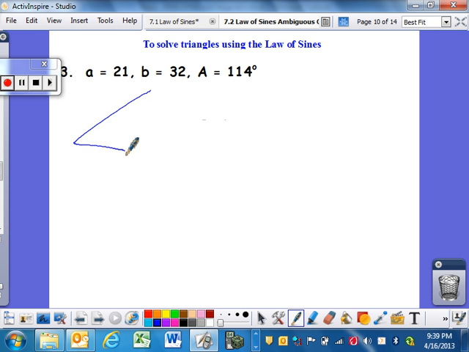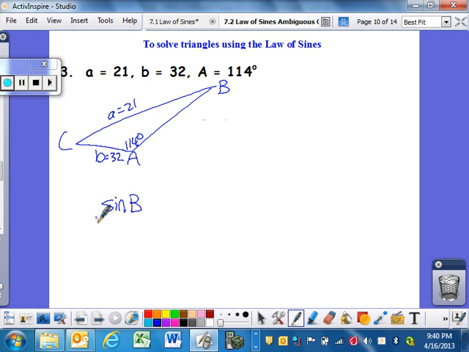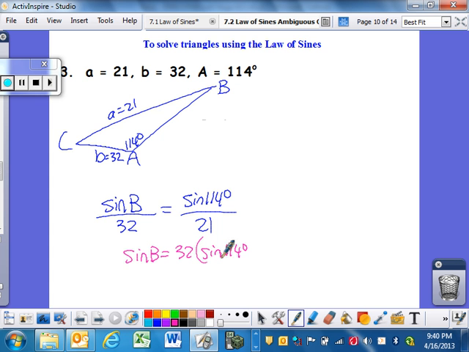I'm given that this is angle A. Okay, so this is A. This is 114 degrees. Side A is 21. Side B, let's say that's B, because this is angle B and maybe that's C, is going to be 32. Sine of angle B is what I want to find because that's the only thing I know. Sine B over 32 equals sine of 114 degrees over 21. And when you guys cross multiply for this, sine B should equal 32 times sine of 114 divided by 21. Okay? And when you guys do this, sine B will equal 1.39.